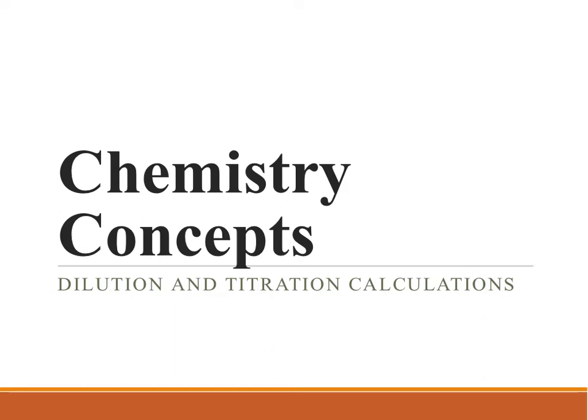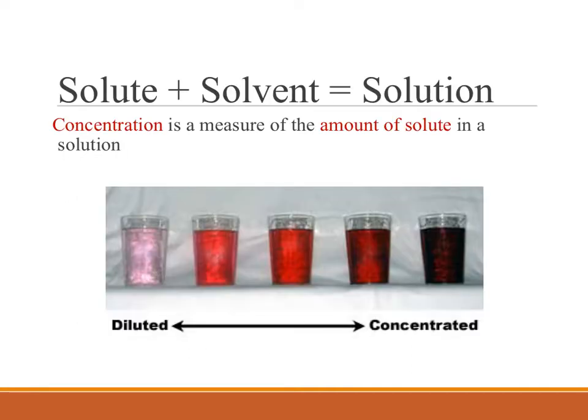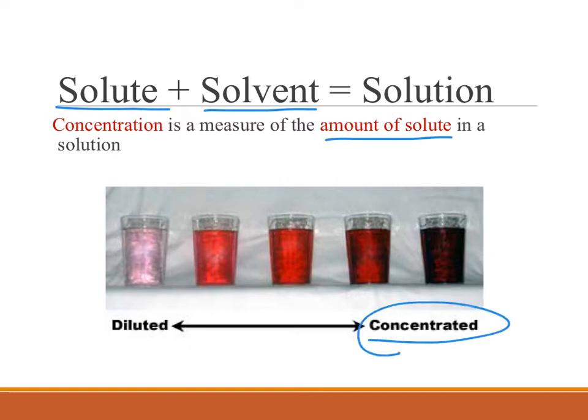In this video, I'm going to talk about how you do dilution and titration calculations. Remember that we're talking about solutions, which are made up of a solute that is dissolved in a solvent. And the concentration is really just the measure of the amount of solute that is in that solution. Concentration as a word by itself doesn't really tell you anything, except that things that are more concentrated have more stuff in them, more solute is in the solution.